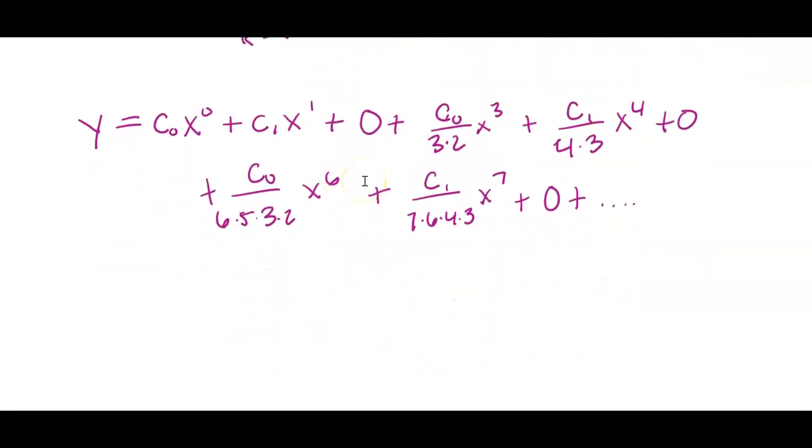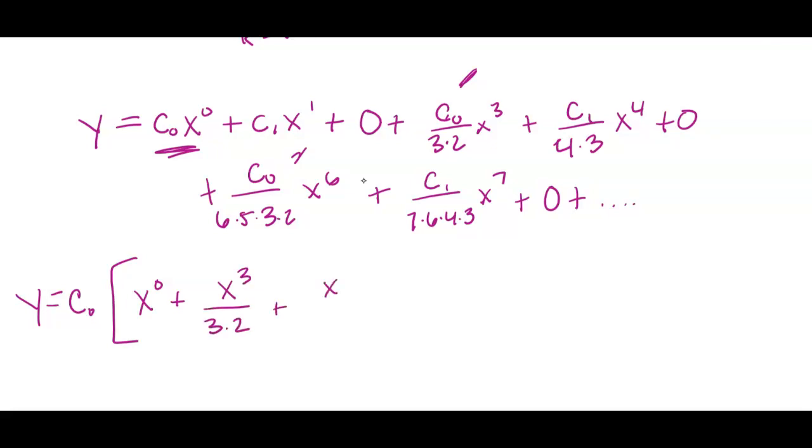So let's go ahead and bring some of these together. I'm noticing I have two different constants that I'm depending on here, right? I have this one. So I could factor out a C0, and I would have x to the 0 plus x cubed over 3 times 2 plus x to the 6 over 6 times 5 times 3 times 2, plus and so on, right?